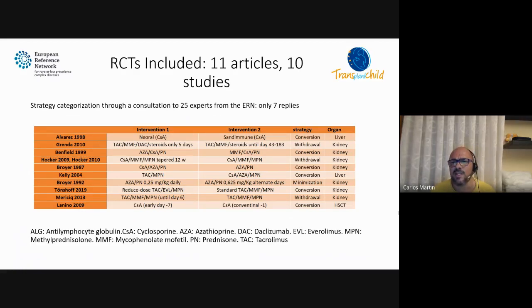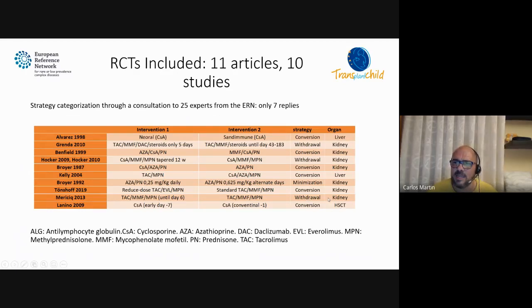So in order to identify which strategy is the strategy followed by the authors in each of the studies, we did a strategy consultation to 25 experts from the ERN. Sadly, only 7 replies. And by those replies, we decide to identify the strategies for each of the studies. So you can see here on the far right, 2 columns. One is the column of the organ, and the other one is the column of the strategy.